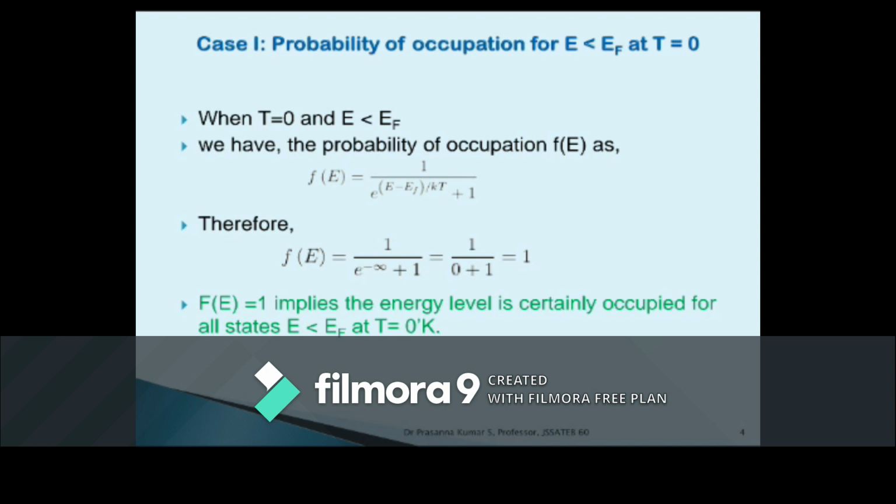Now that is when temperature is 0 Kelvin and you are looking at those energy levels below EF, that is below Fermi energy, and you will see that the probability is 1. It means the probability of occupation 1 means it's 100%. f of E equal to 1 implies that the occupation is 100% at T equal to 0 Kelvin.